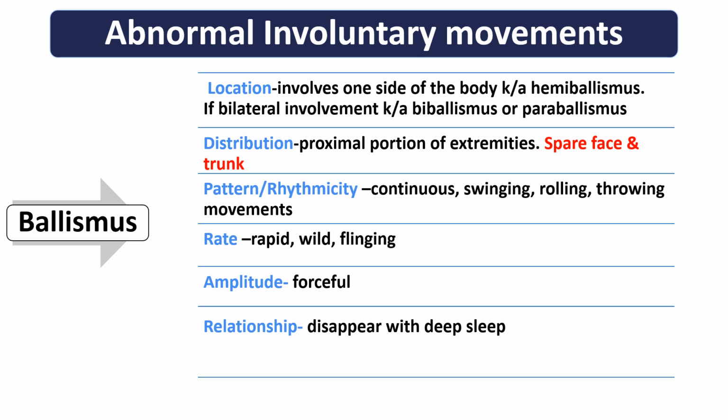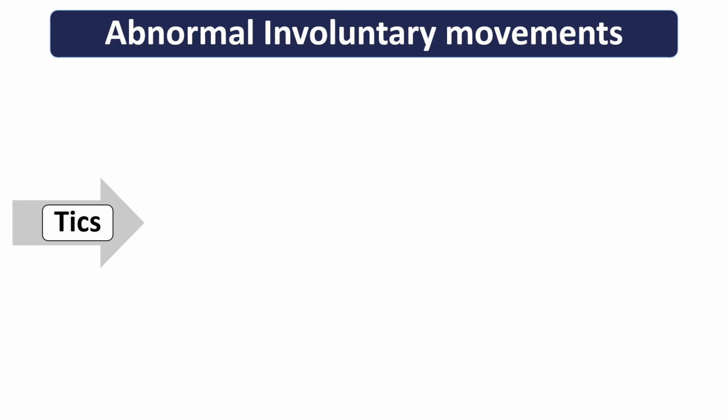And etiology of ballismus, infarcts or hemorrhage in the contralateral subthalamic nucleus will lead to hemiballismus, and the patient will have such violent movement during activity, but it will disappear during sleep, so we can easily differentiate it.